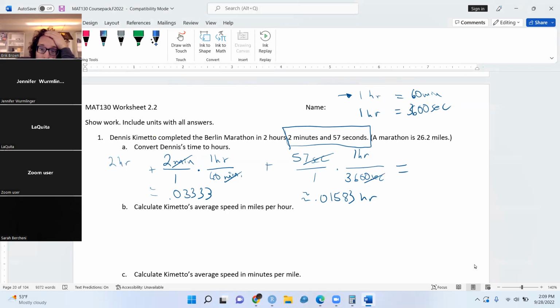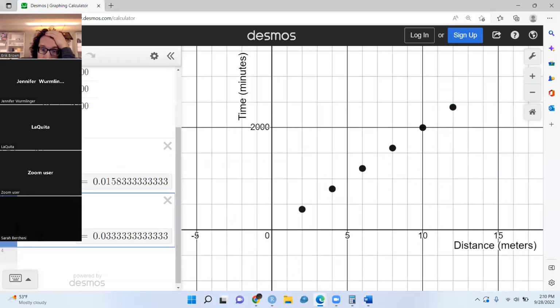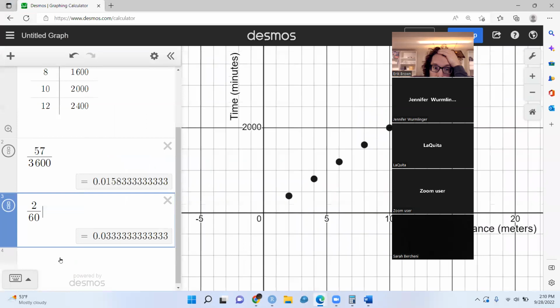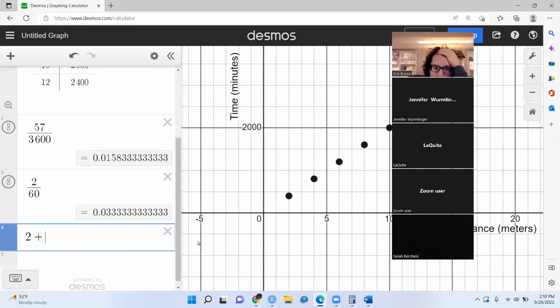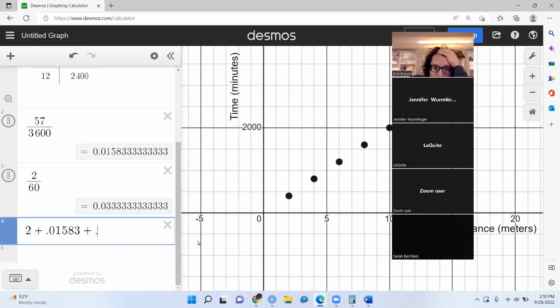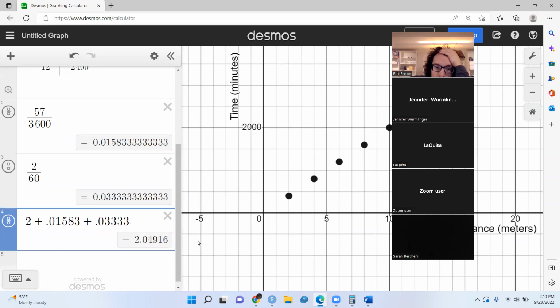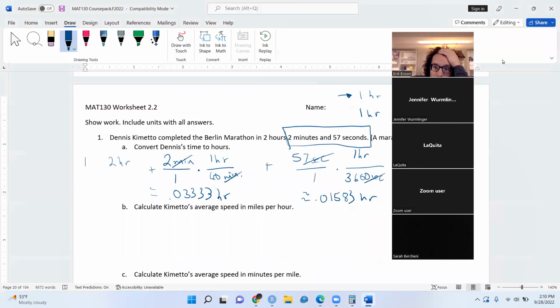Okay. So that means if I add these three amounts together, since they're all hours, I will get the total number of hours Dennis Komodo was running. How does that feel? 2.4916 hours.